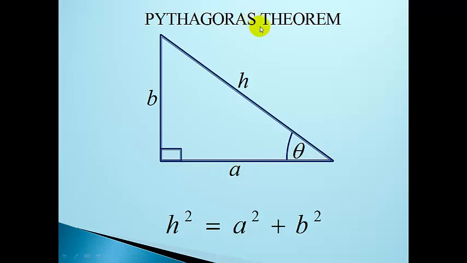Now from the Pythagoras theorem, the square of the longest side is equal to the sum of the squares of the other two sides. That is H square is equal to B square plus A square. That is the square of the hypotenuse is equal to the square of the opposite side plus the square of the adjacent side. So from the Pythagoras theorem, H square is equal to A square plus B square.